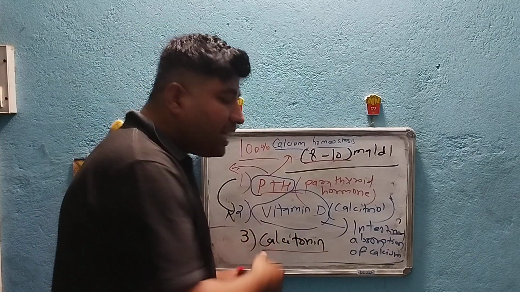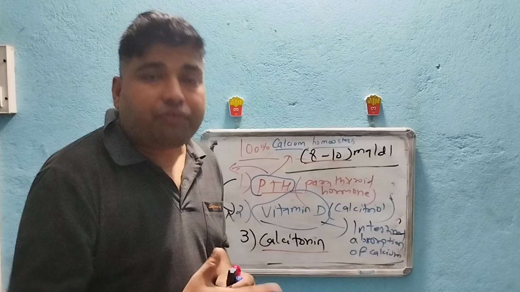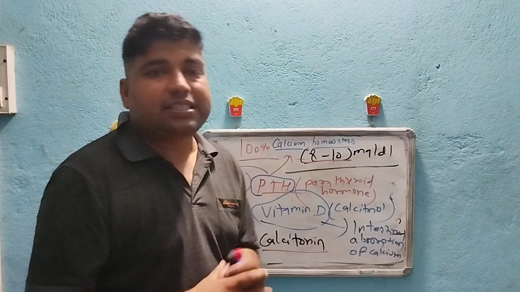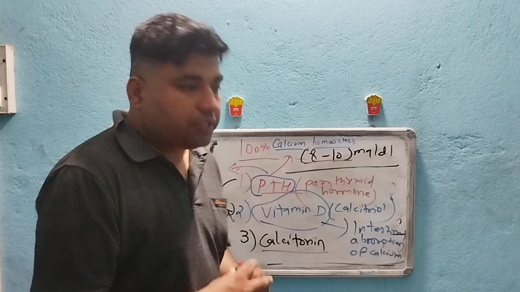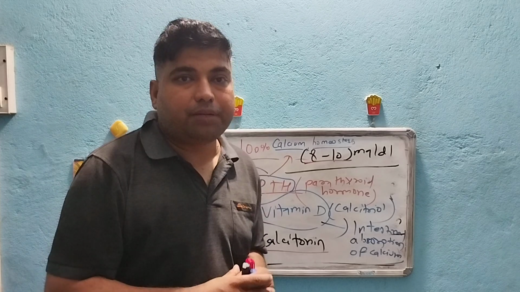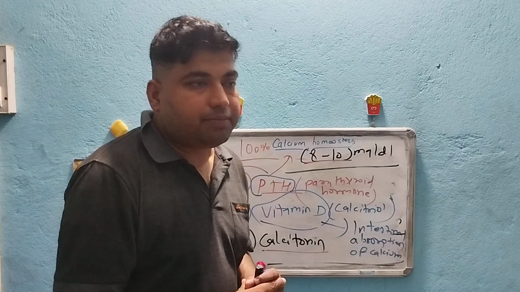Now there is calcitonin, which is released from the parafollicular cells of the thyroid gland, and the function of calcitonin is opposite to that of the parathyroid hormone. The parathyroid hormone tends to increase the calcium level in the blood, whereas calcitonin decreases the level of calcium in the blood.